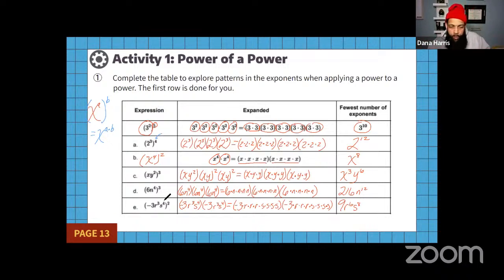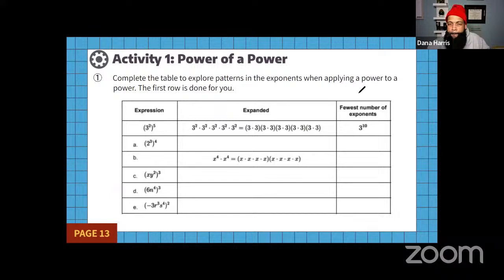So if you notice, there's 3 6s. Notice there's 3 n to the 4th power. But this is your rule. That's called the power of a power. Go on to the next one.